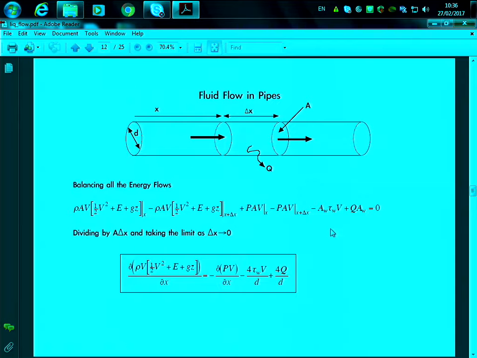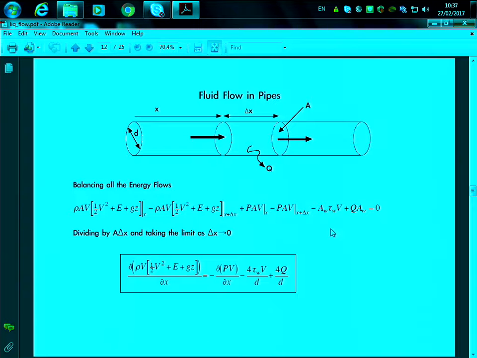So basically, for an incompressible fluid, we said that the density is constant and the temperature is constant. Okay, how we started these lectures. And if the temperature is constant, therefore the internal energy E or U will also be constant, assuming no significant heat transfer through the pipe walls.